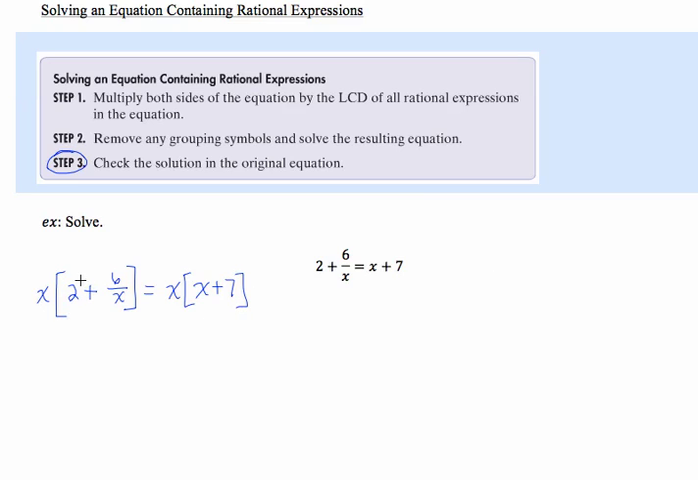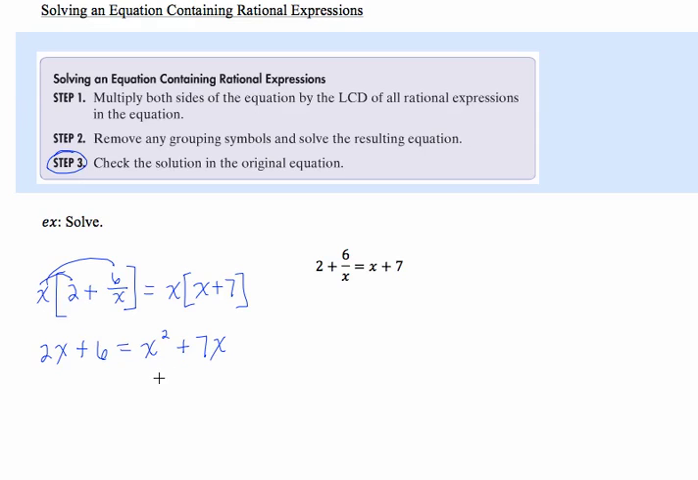Okay, and then we distribute out that x here, so we'll get 2x plus, now 6 over x times x, the x's cancel, so we just get plus 6 equals, on the right side, x squared plus 7x. Ooh, now that's interesting. You always want to ask, what kind of equation is this? And this is a quadratic equation because we have an x squared.